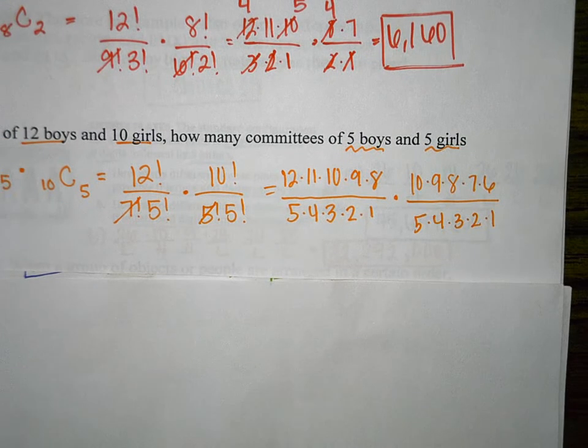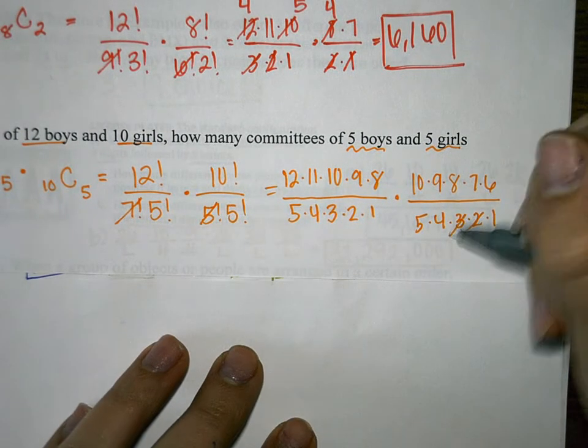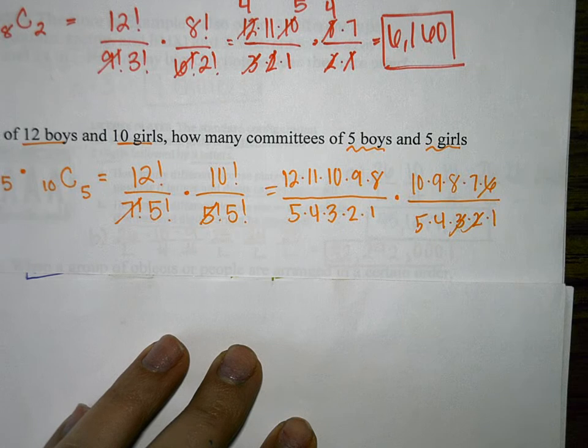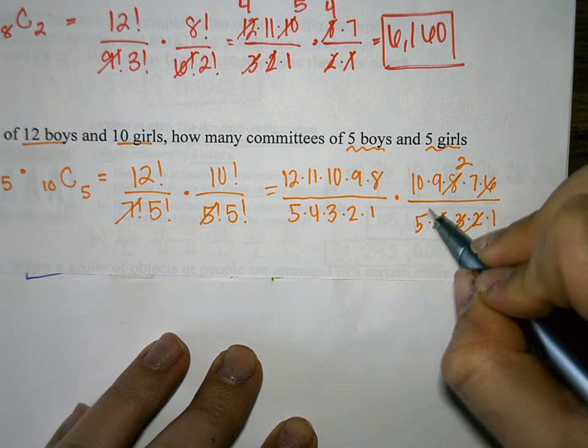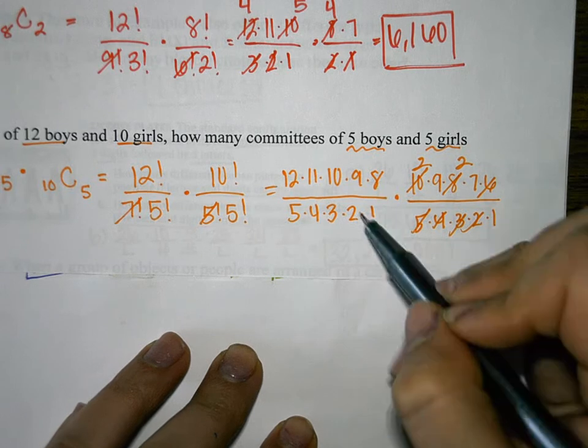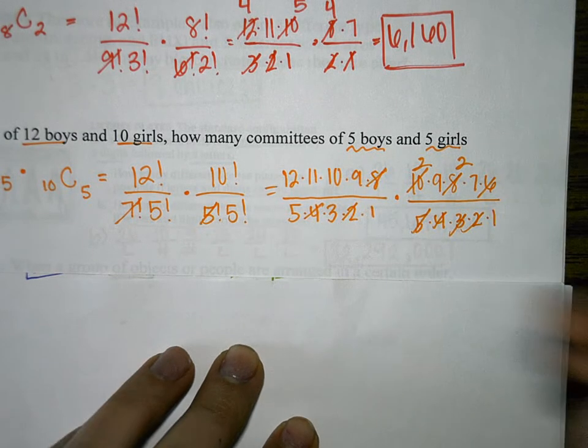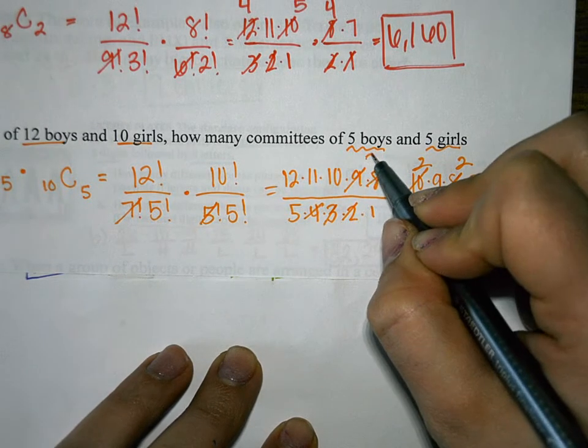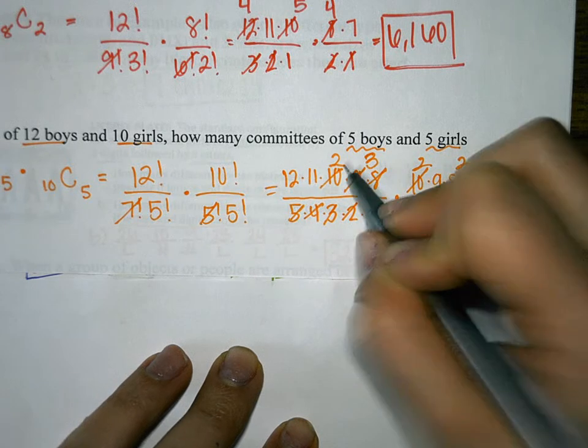So let's reduce some more. 2 and 3 reduce to 6. 4 goes into 8 twice, and 5 goes into 10 twice. On this side, 2 and 4 turn into an 8. 3 goes into 9 3 times, and 5 goes into 10 twice. And then we're just left with the 1s.